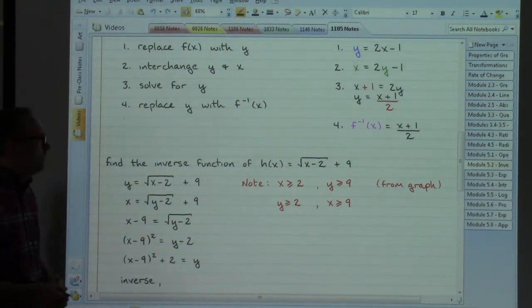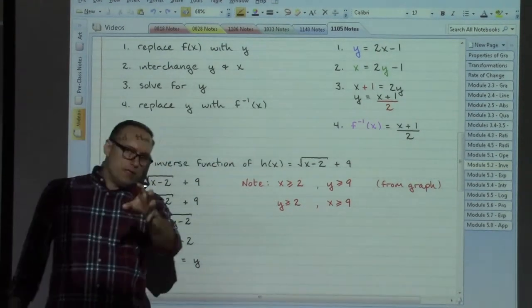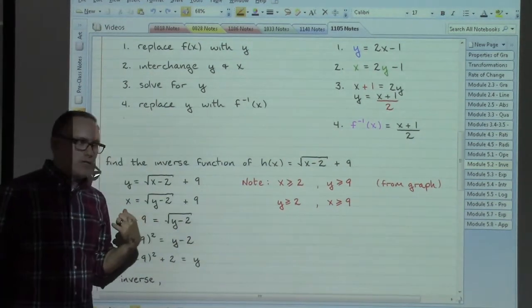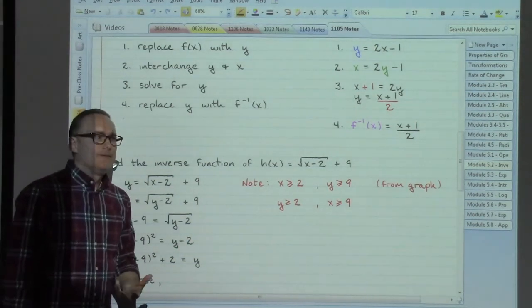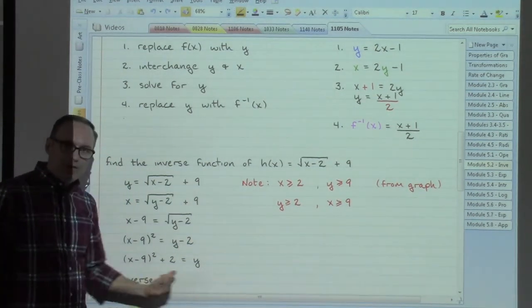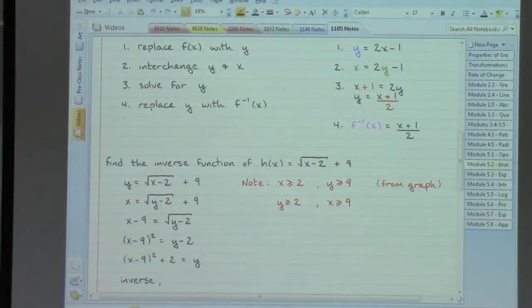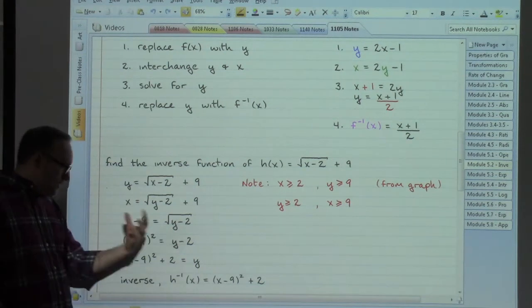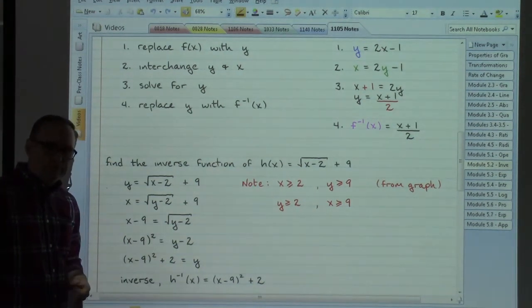And our last step. We don't want to forget about our last step. We've got to be clear in communicating. We found the inverse function for h of x. We found h inverse of x. We've got to spell it out real clearly, the inverse, so we'll just throw that here with our correct notation. Our inverse function, h inverse of x, is equal to the quantity x minus 9, squared, plus 2.